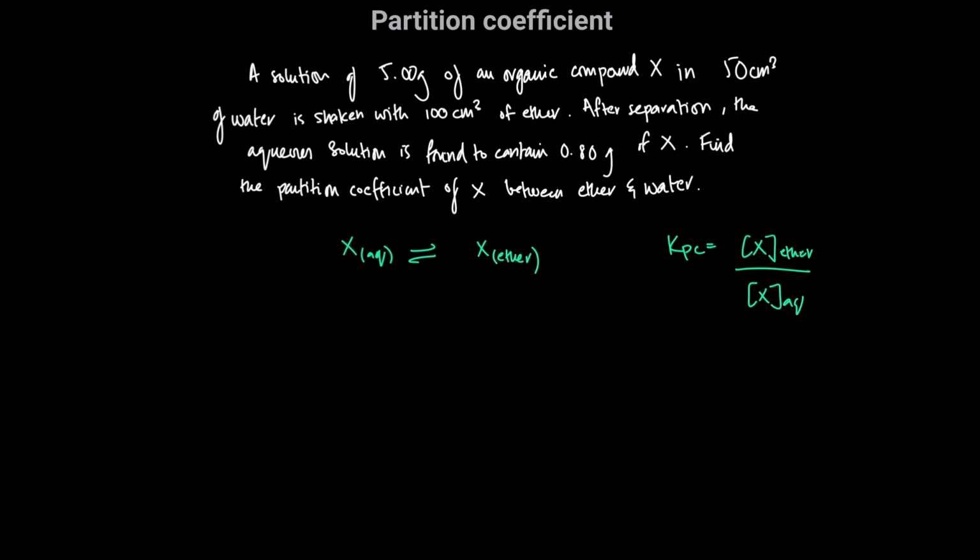Now initially we know that our mass of X total is 5.00 grams. Okay, that's our initial mass of X. And we said that after extraction, the mass of X left in the aqueous layer is 0.80 grams. So that means that in the ether we have 4.20 grams, right? Because initially we had 5 grams of X in water and 4.2 grams were extracted into the ether. That's why we have 0.80 left in the water after the extraction.